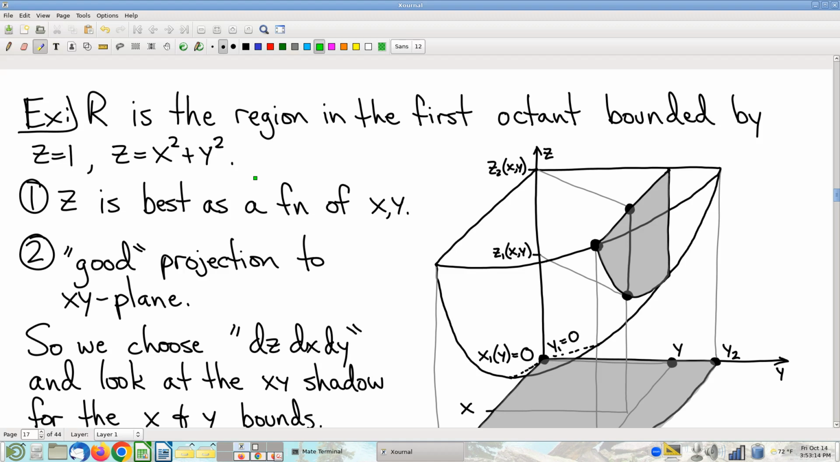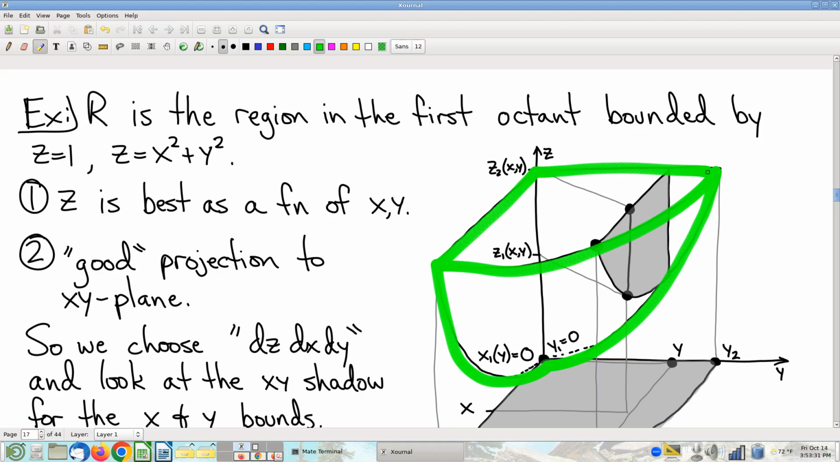Okay, so here we go. First octant, z equals 1, z equals x squared plus y squared. And if you think about how those surfaces intersect, your solid looks kind of like this. Something like that. All right? Everybody good with that? Flashbacks to chapter 2, I guess, when we thought about how to plot these kinds of surfaces. Anyway, this is what we get.